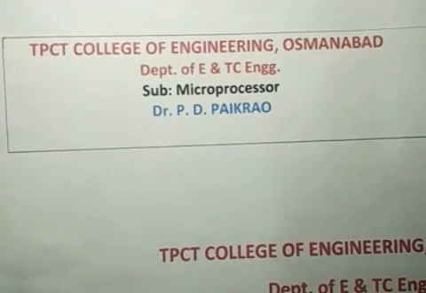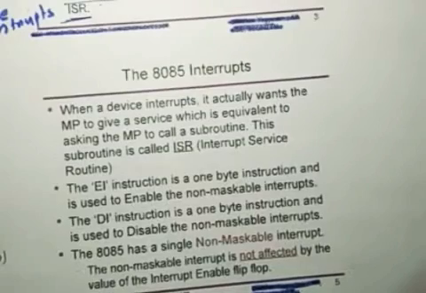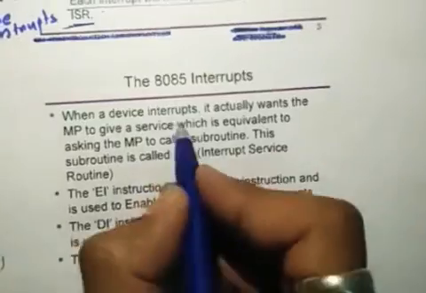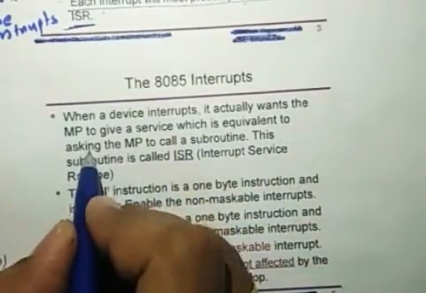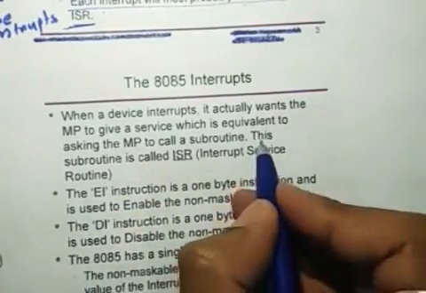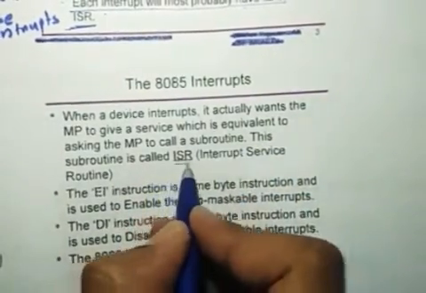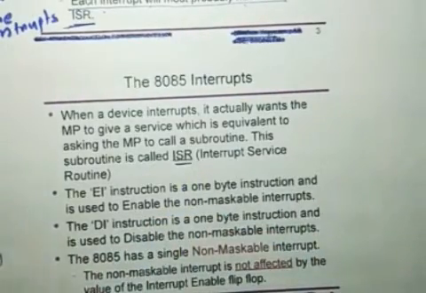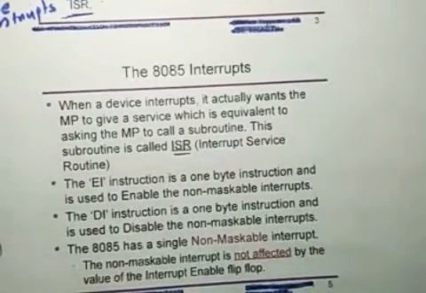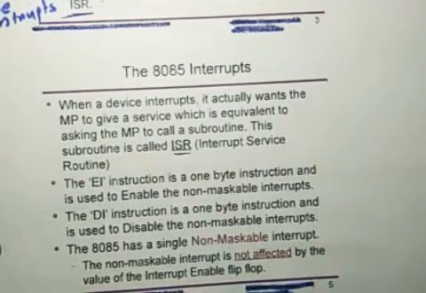In this lecture we are going to study the various interrupts in microprocessor 8088. An interrupt actually wants the microprocessor to give a service, which is equivalent to asking the microprocessor to call a subroutine. This we have seen, that is the interrupt service routine. Now there are two instructions with which the interrupt can be responded to.